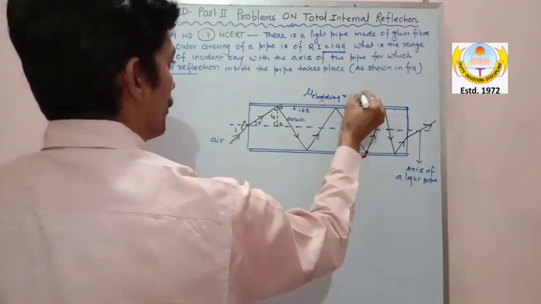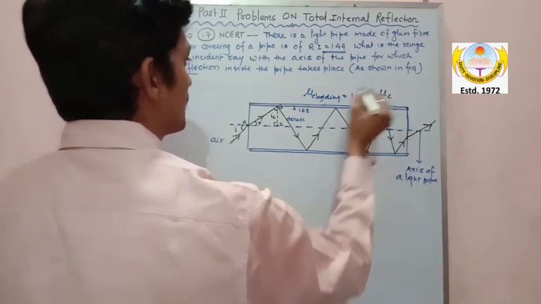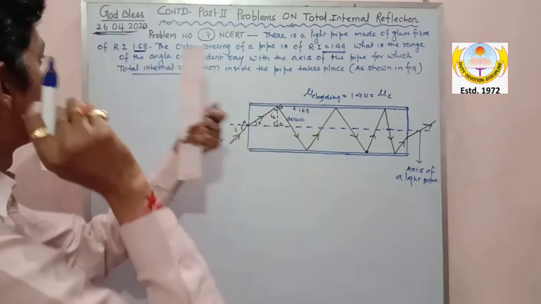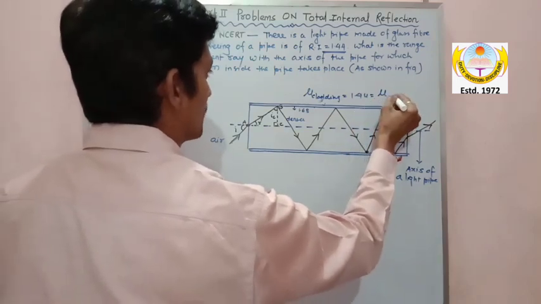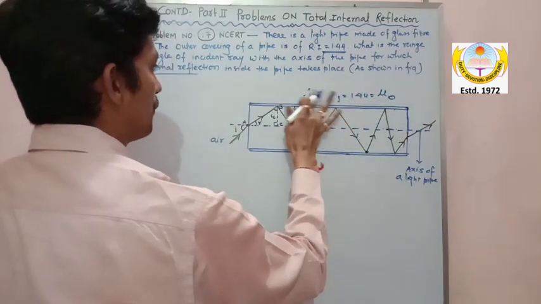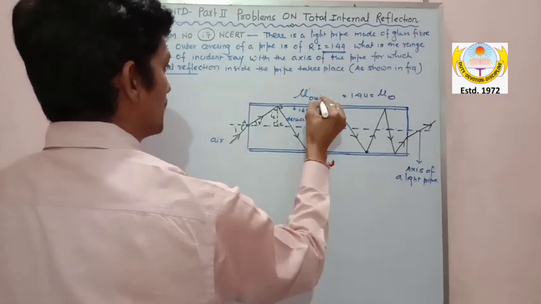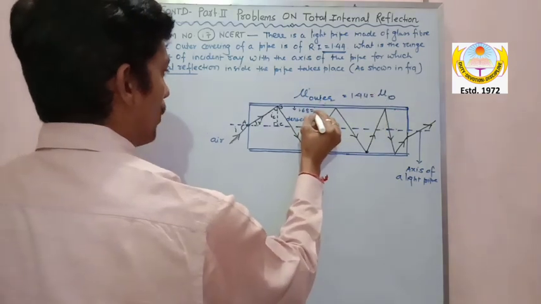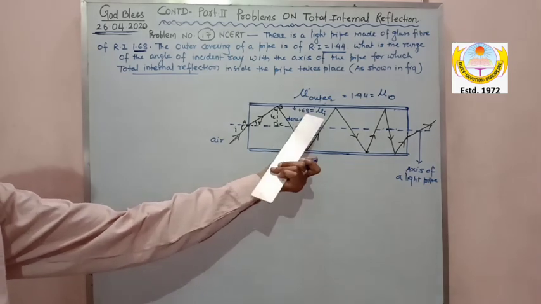Is 1.44. I have taken this as mu C, and this is the light pipe, the outer covering of the pipe. That I have taken as the outer one. Mu of outer is 1.44, and this is mu of inner. Mu of inner is 1.68.